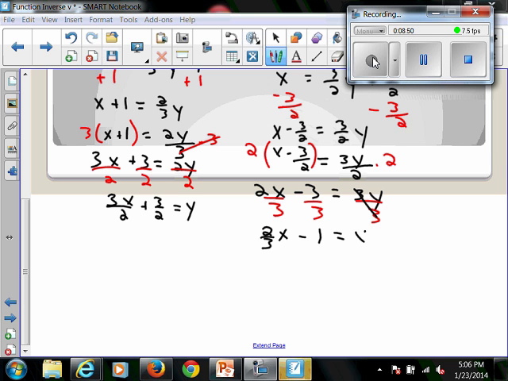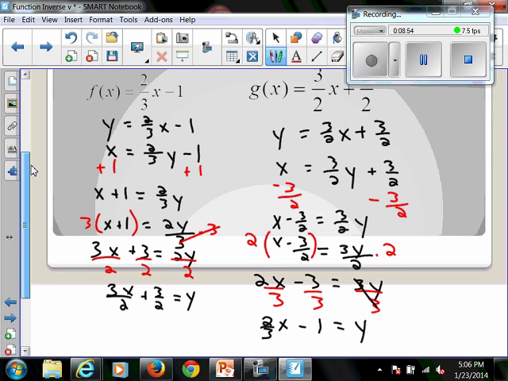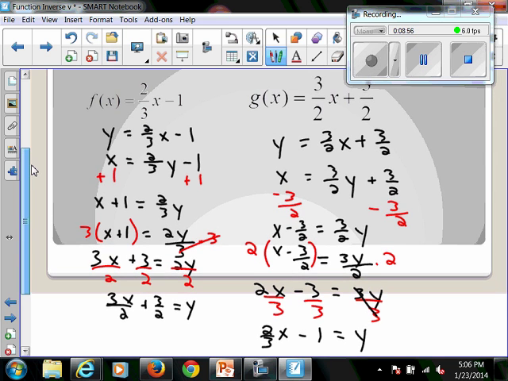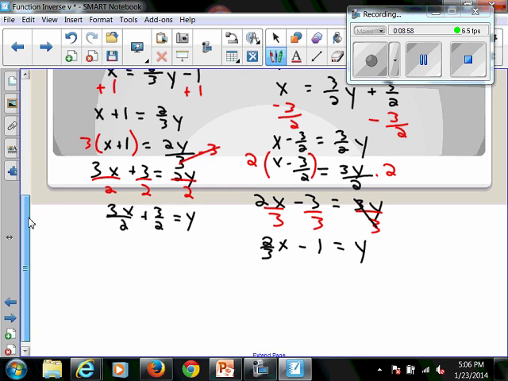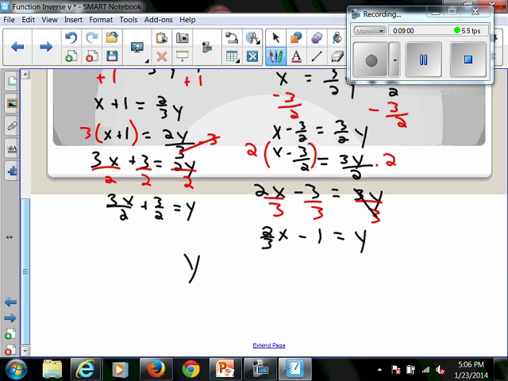Is this the same as f of x? Yes, it is. So that means these two are inverses. Here's a couple for you to try.